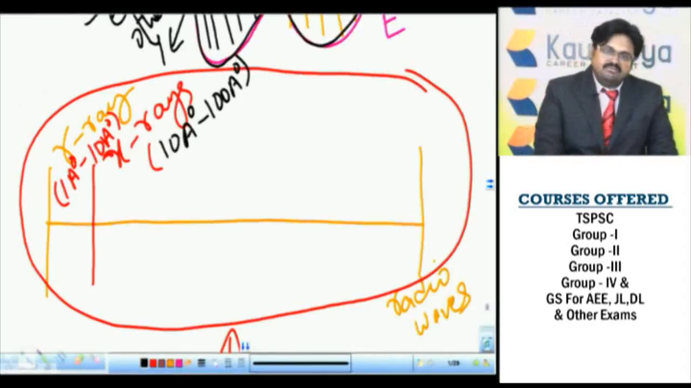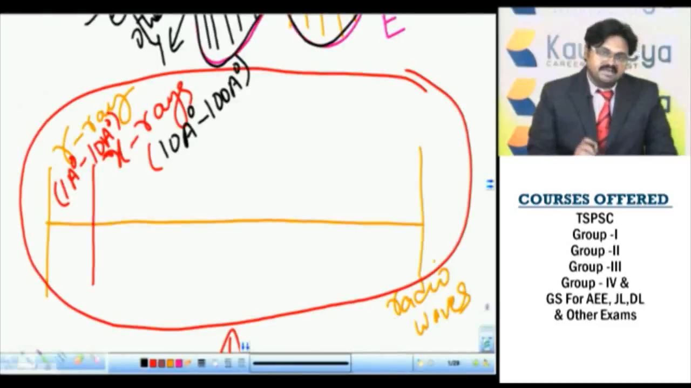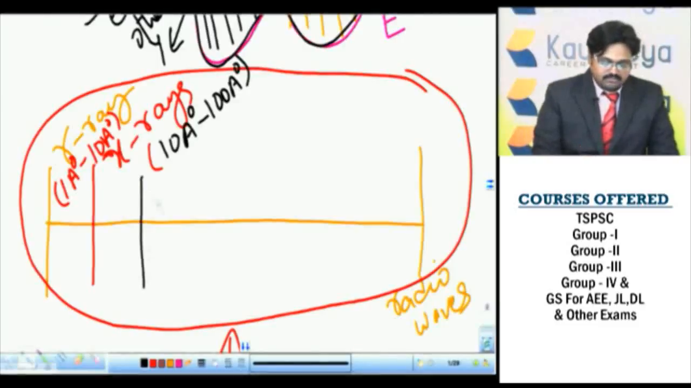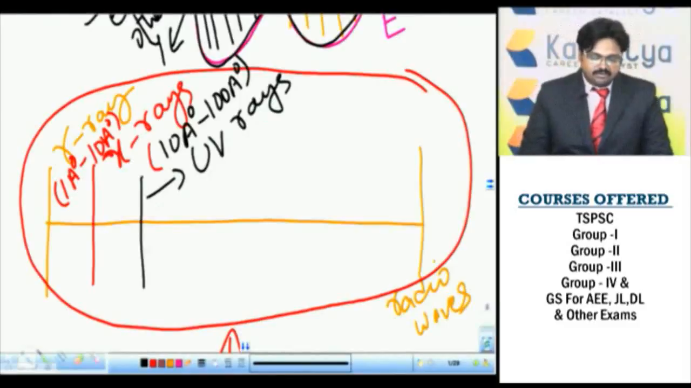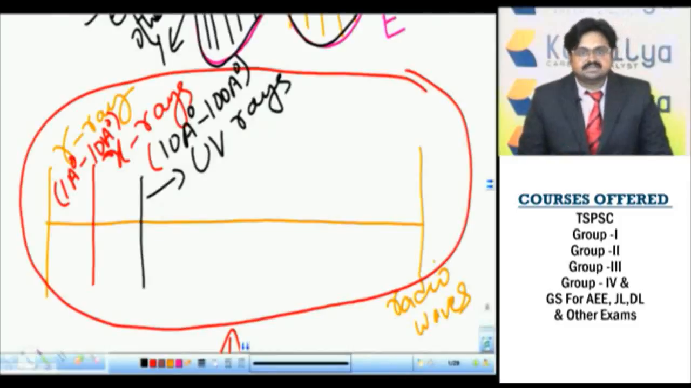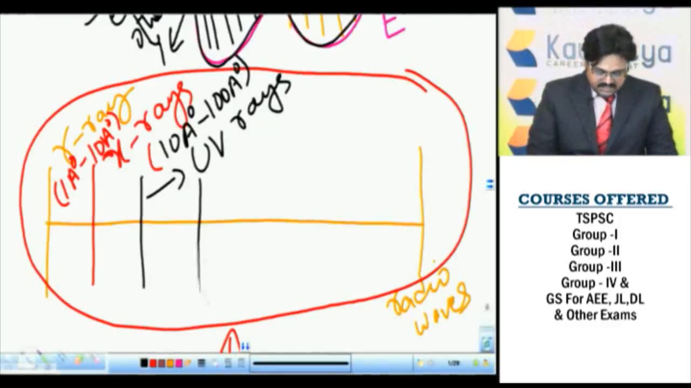So we have the gamma rays, we have X-rays, and after that we get the ultraviolet rays. These ultraviolet rays are also very dangerous for our skin. Therefore the outer atmosphere has a layer called the ozone layer that absorbs these ultraviolet rays, so that these rays do not come into the lower atmosphere. Next comes the visible light.